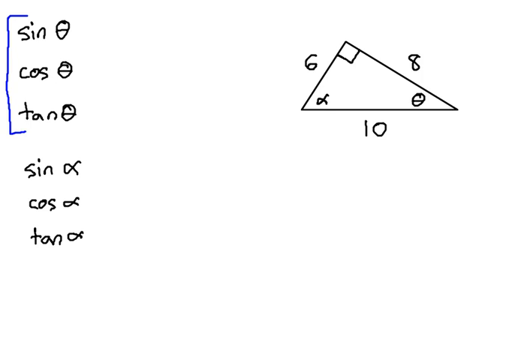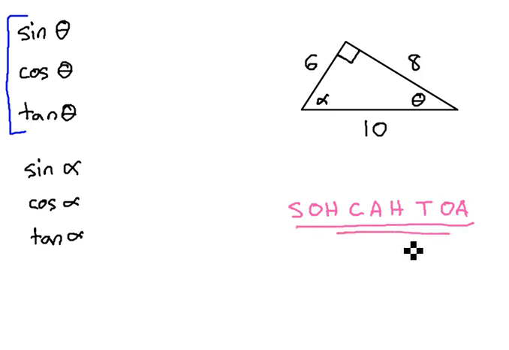When we're looking for sine, cosine, and tangent, we might remember that sine is opposite over hypotenuse, cosine is adjacent over hypotenuse, and tangent is opposite over adjacent, which gives us that mnemonic to remember, SOHCAHTOA.